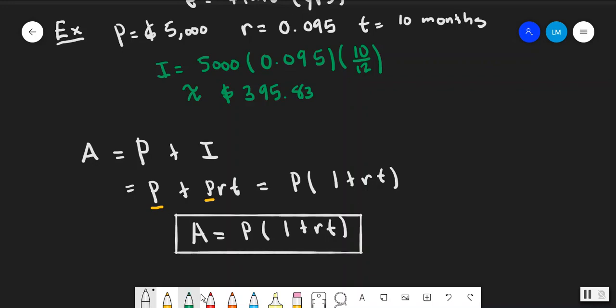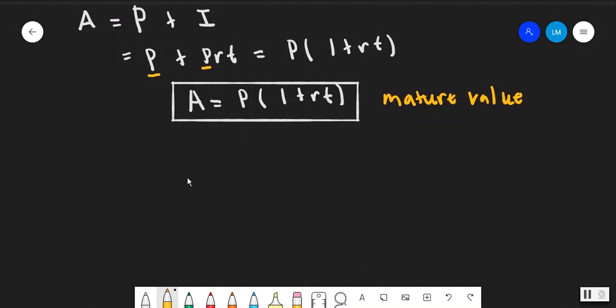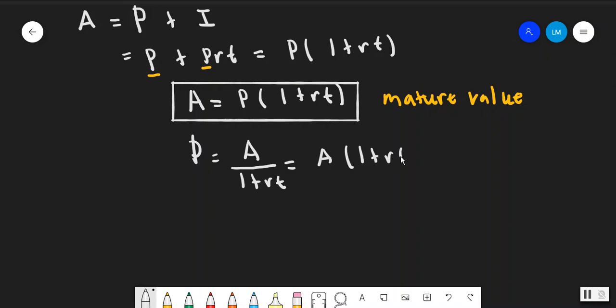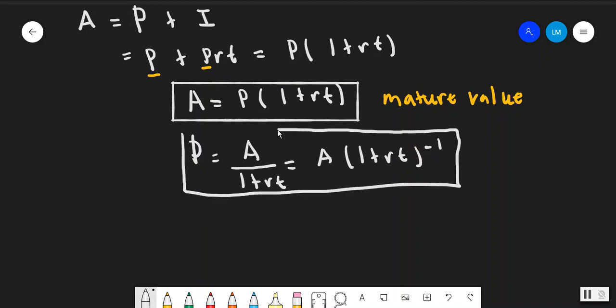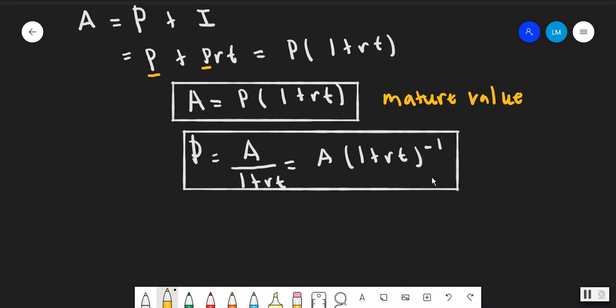Now, if we wanted to, we could solve for the principal amount. To do that, you would rewrite it in the following manner: P is equal to A divided by 1 plus RT. If you want, you can rewrite it as A times 1 plus RT, but raised to the negative 1. So this is kind of like a second formula in a way, but it's only used whenever you're trying to find the present value, or the principal.